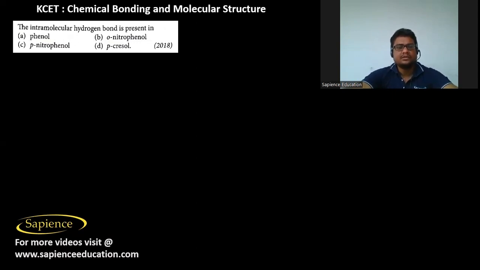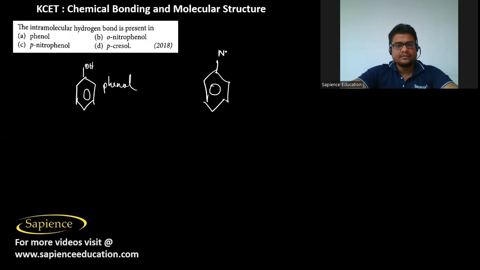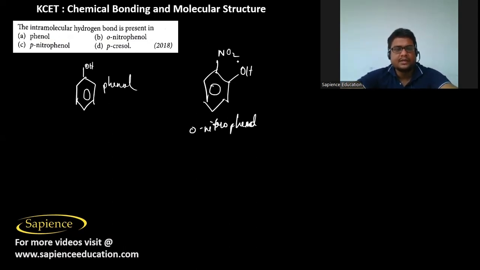Here it is told the intramolecular hydrogen bond is present in. So in phenol, there will be no hydrogen bond. And in orthonitrophenol, here we have nitro and here we have phenol. So it is orthonitrophenol. So here intramolecular hydrogen bonding can be formed.